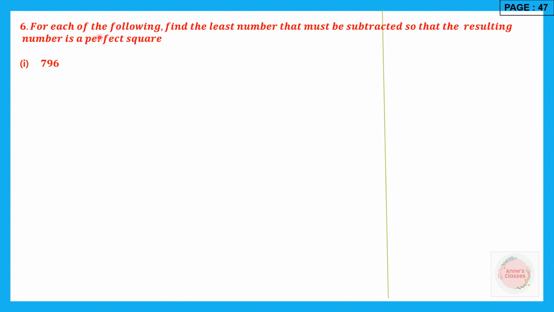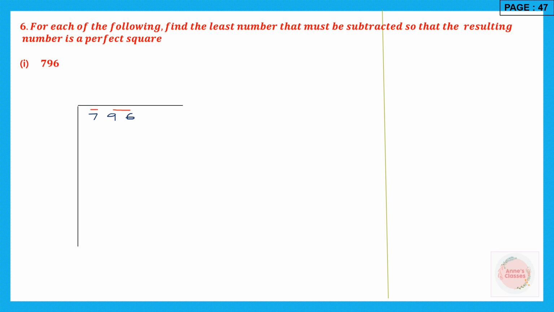Question 6. For each of the following, find the least number that must be subtracted so that the resulting number is a perfect square. That means for this number 796, we have to find one number to subtract from this so that the resulting number is a perfect square. So let's try the normal division method itself and find the square root of this. Okay, so 796. Remember, this is a whole number, so we do a pairing from right to left. So we have one pair here and one here.